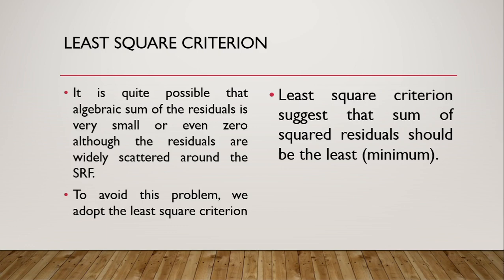So as we have found, it is quite possible that the algebraic sum of the residuals is very small or even 0, although the residuals are widely scattered around the sample regression function. So this is a problem. In order to avoid this problem, we adopt the least square criterion.